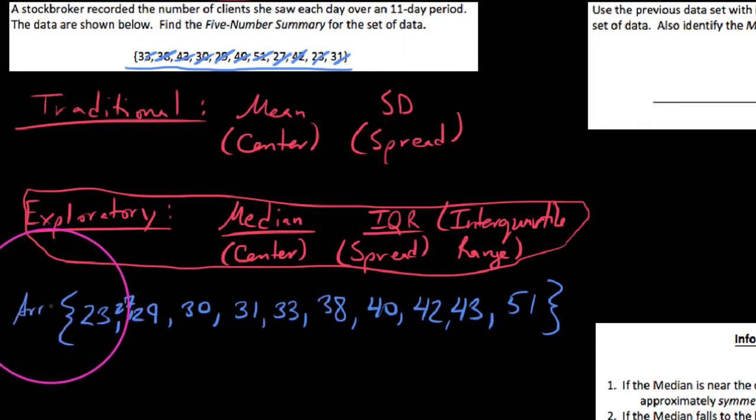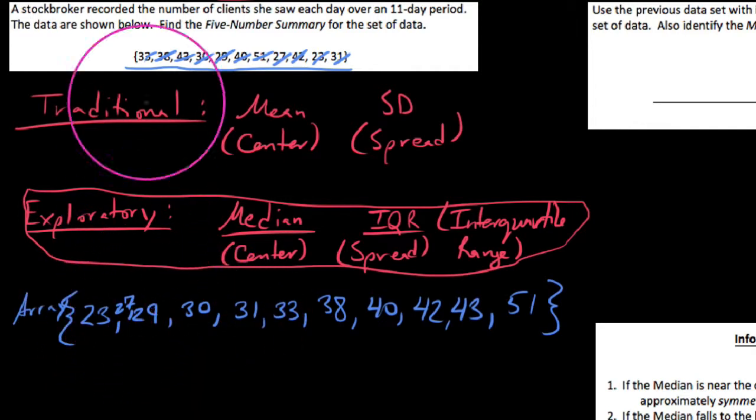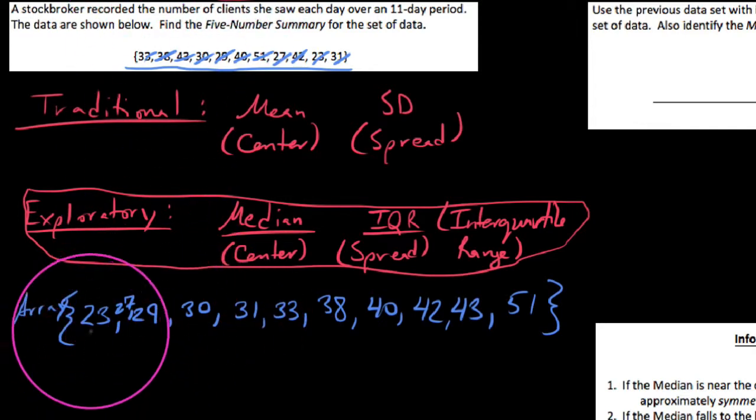Array just means that it's now necessarily ordered. So what we want to do is find the 5-number summary. Well, we say the 5-number summary, first of all, consists of the min and the max.